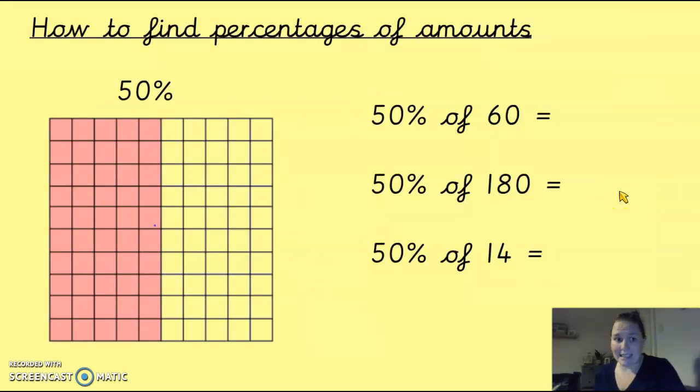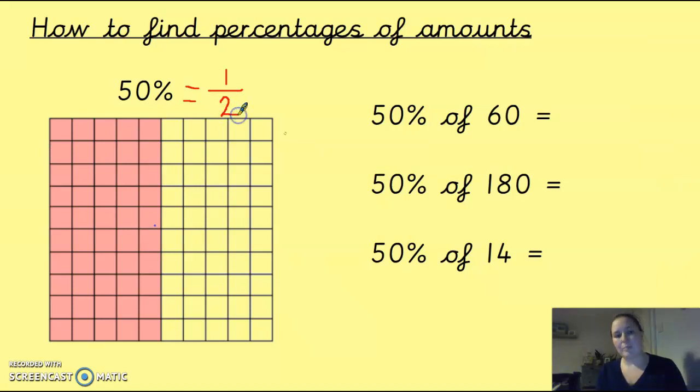Let's start nice and easy with 50%. 50% is represented here on my 100 square. There's a total of 100 and there are 50 shaded. You can see that 50% is the same as 1/2. I can see that half of that grid is shaded.